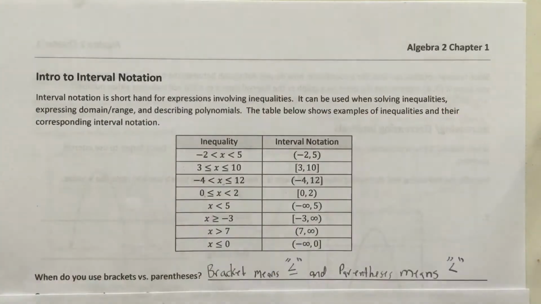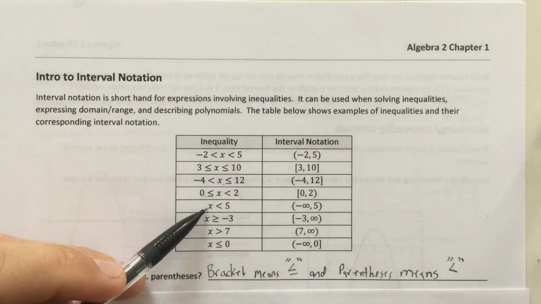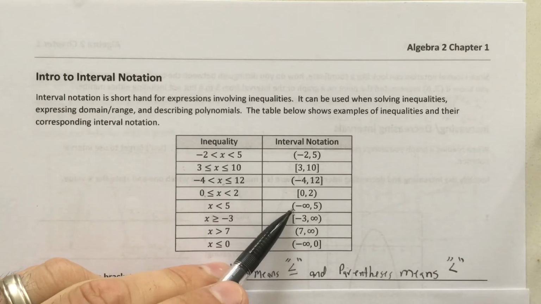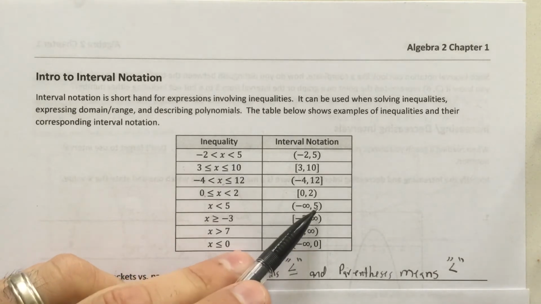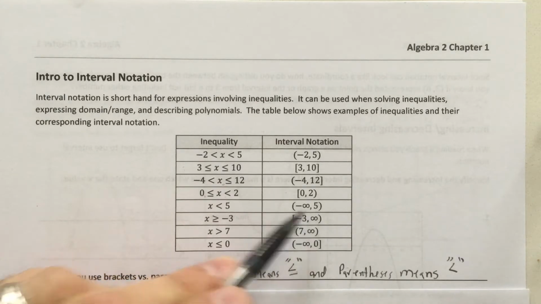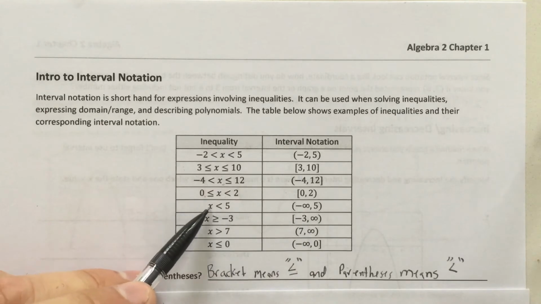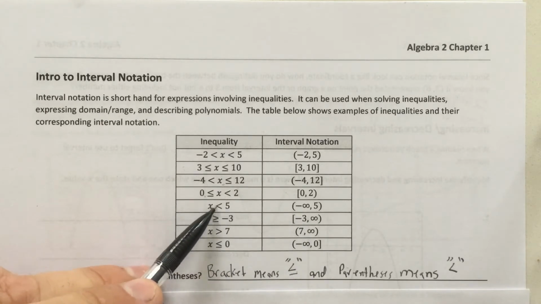Okay. Now if we go back here, this says x is less than 5. And then our interval notation has parenthesis, negative infinity, comma 5, parenthesis. And there's no infinity in this original one. But remember what we're doing here. This is saying x is less than 5.